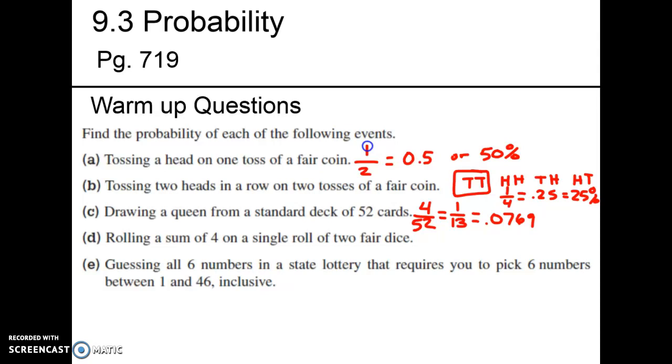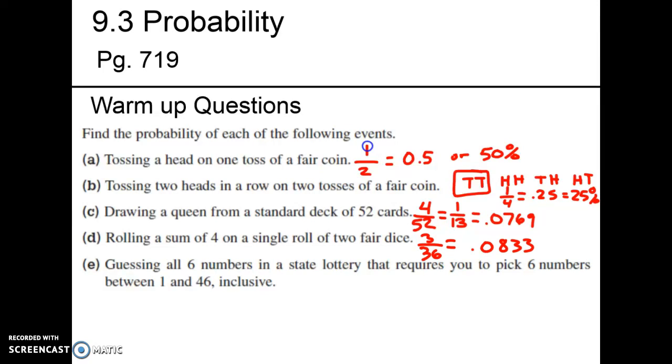D, rolling a sum of 4 on a single roll of 2 fair dice. We're going to get into this a little bit more on how we can do these different sums of rolling 2 dice. Basically, here we have 2 and 2, or you can have 1 and 3, and 3 and 1. So there's 3 options total out of the 36 ways that we can roll the dice. And so that would be 0.0833. We're going to go over a bunch of options like that today as well.